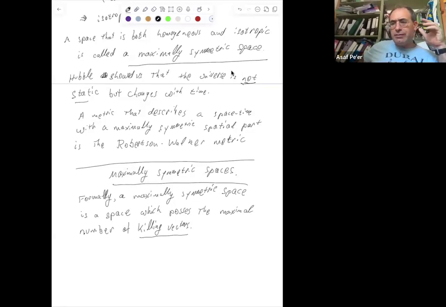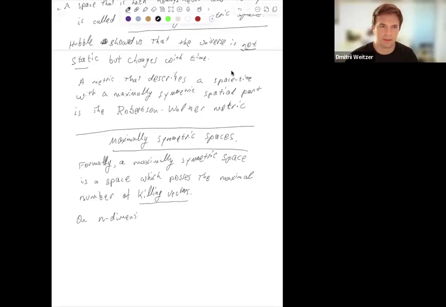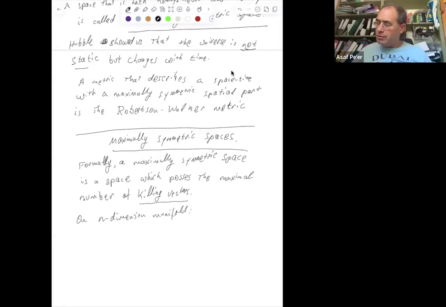A Killing vector represents a symmetry, an isometry in one direction. So what is the possible maximum number if we have an n-dimensional manifold? n multiplied by (n plus 1), divided by 2. Exactly. This will be n(n+1)/2. Why? Why is this the number?